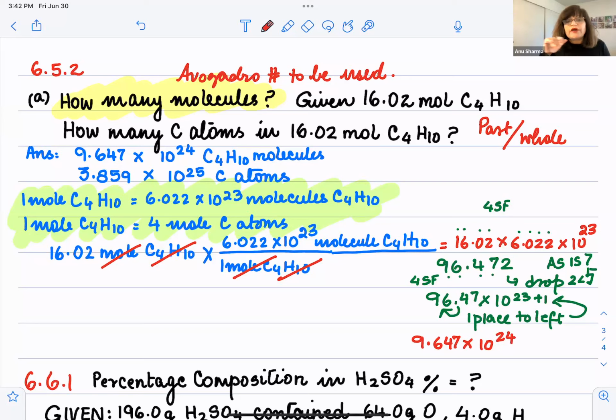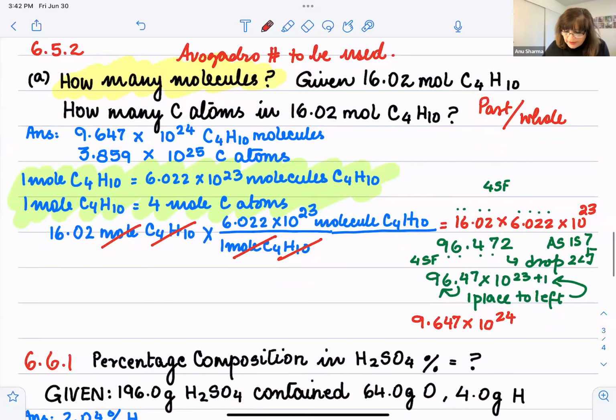So if you move to the right, the exponent 23 gets reduced. But if you move to the left, it gets added, by however many places you're moving the decimal. Okay, so that's one thing. Next, that answer matches with the given answer, and that's one piece.